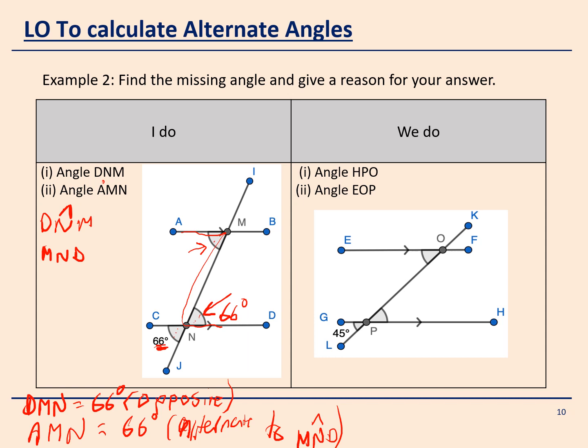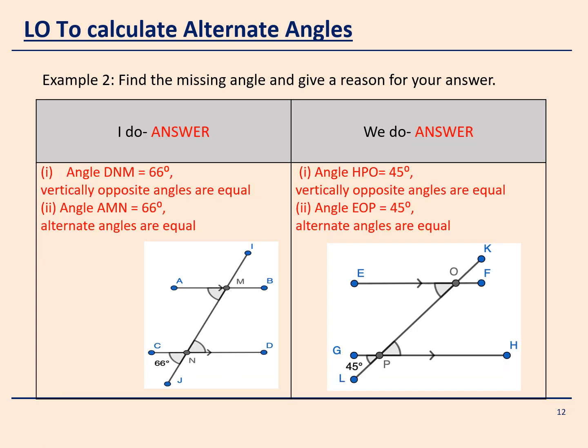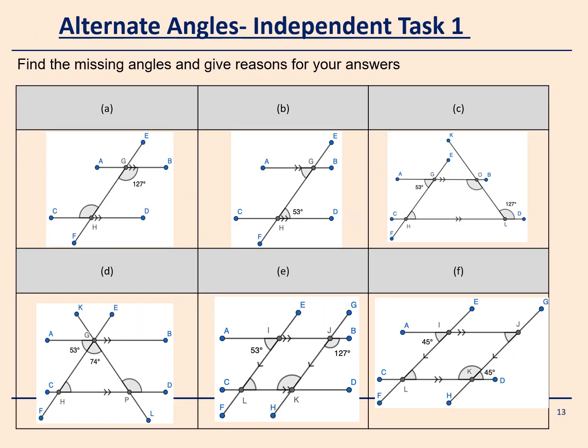Okay, 3-second warning, I'm moving on. There's your answers. So it used vertically opposite and then used alternate. Right, mark your work. Hopefully you've been able to understand that and you got that right. Have a go at these questions here. You've got about 10 minutes. Pause the video and work your way through them. Make sure you write the reasons in brackets, because that is how you would get the mark.